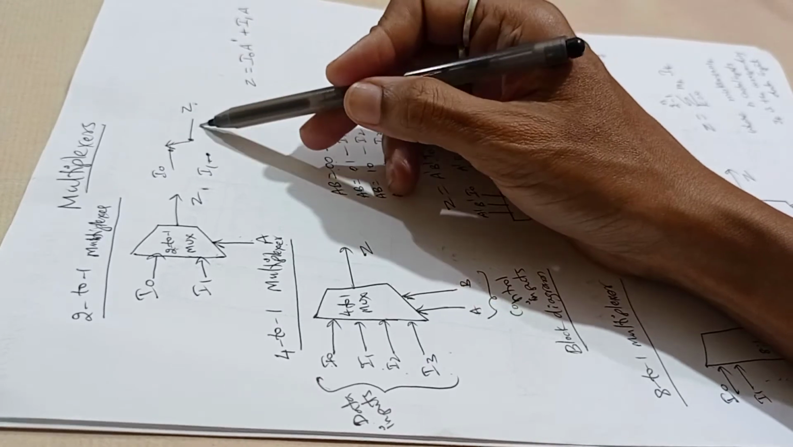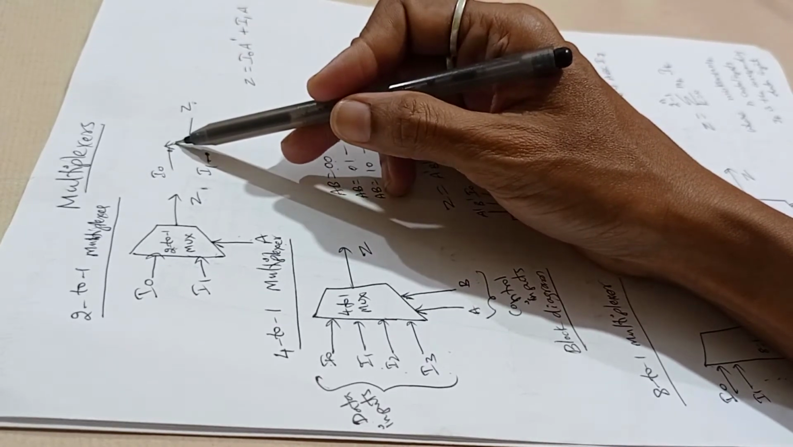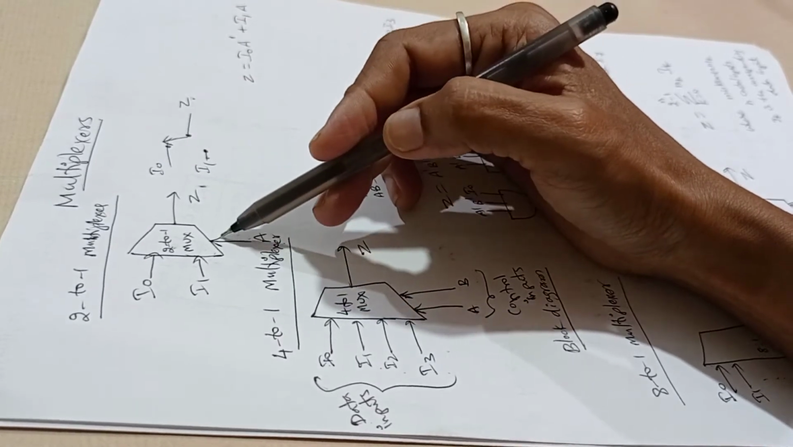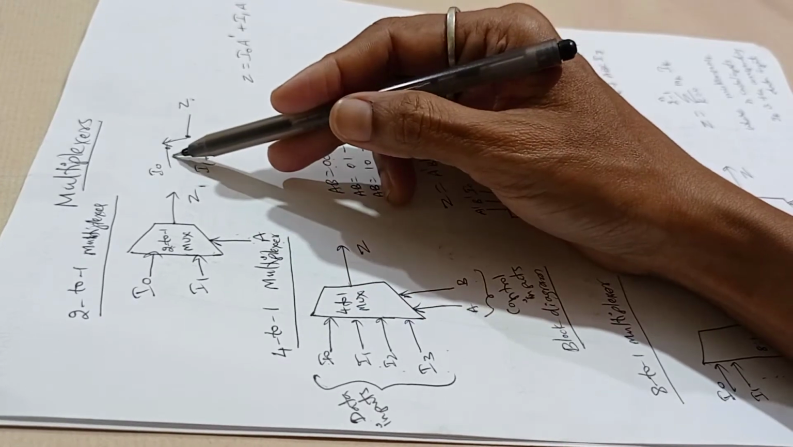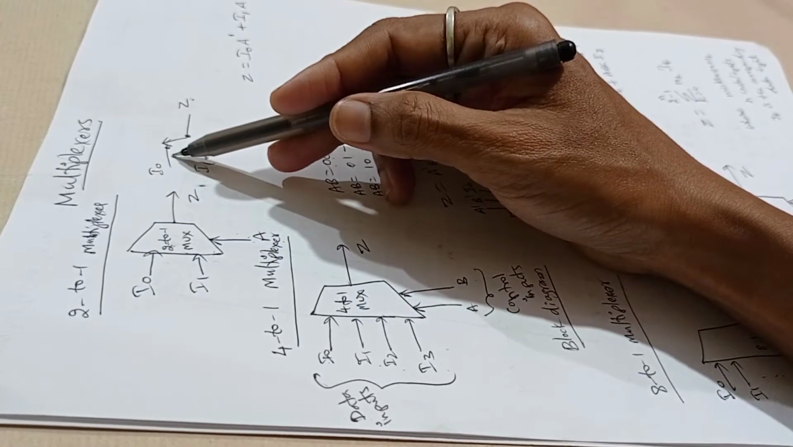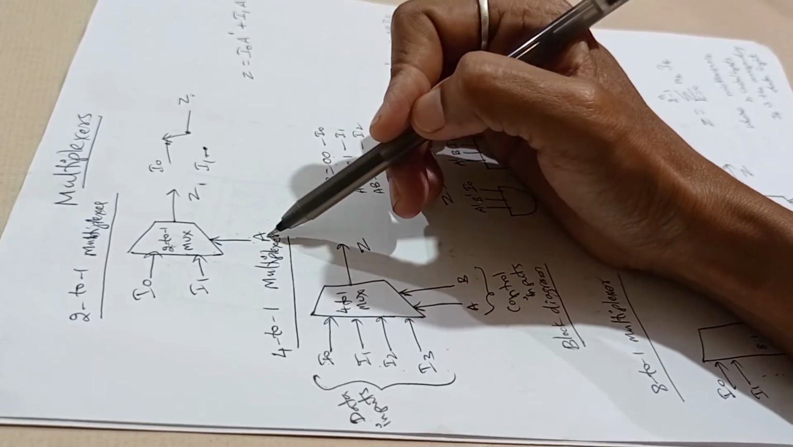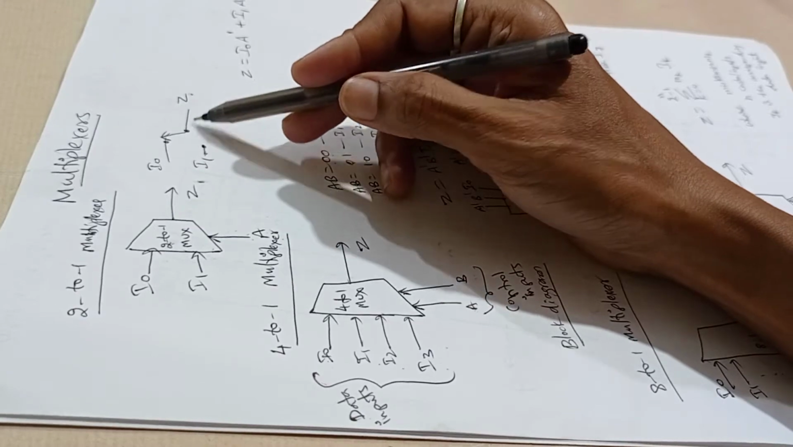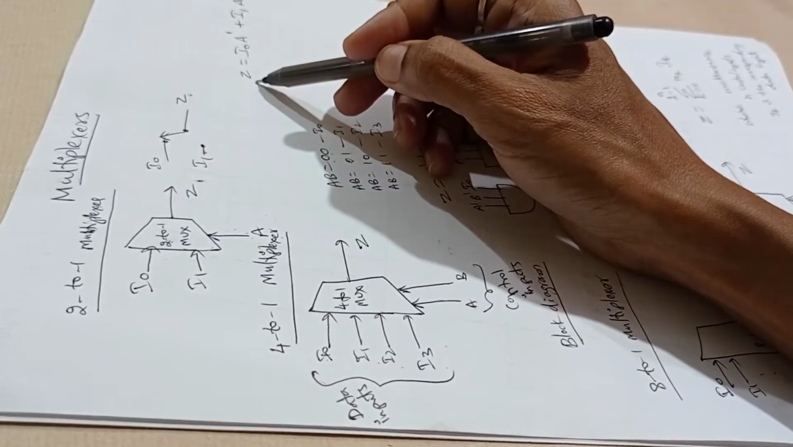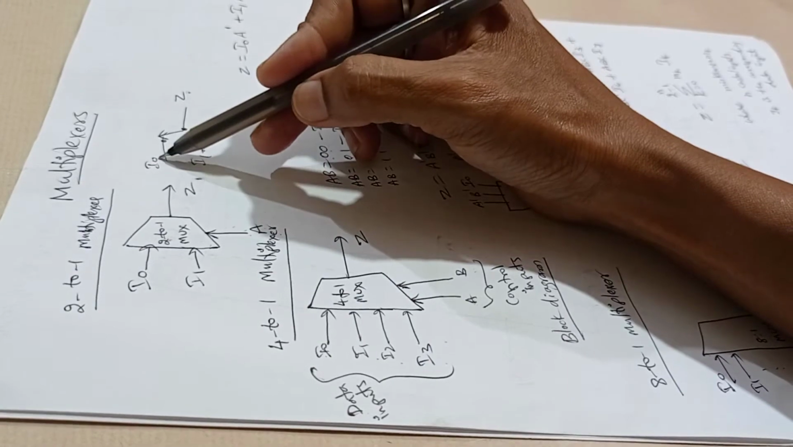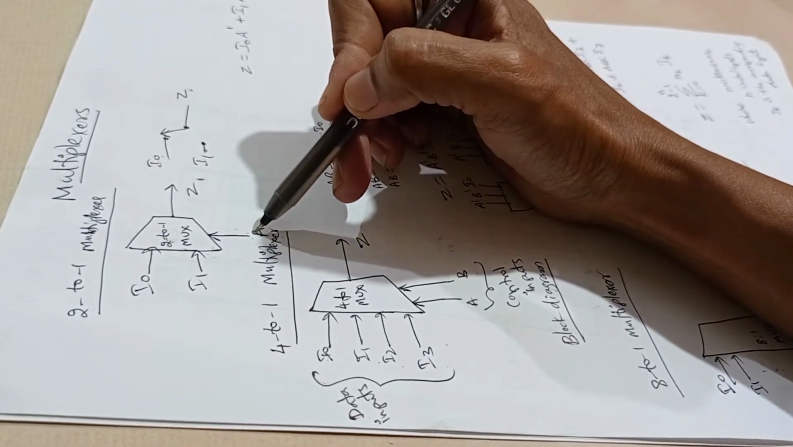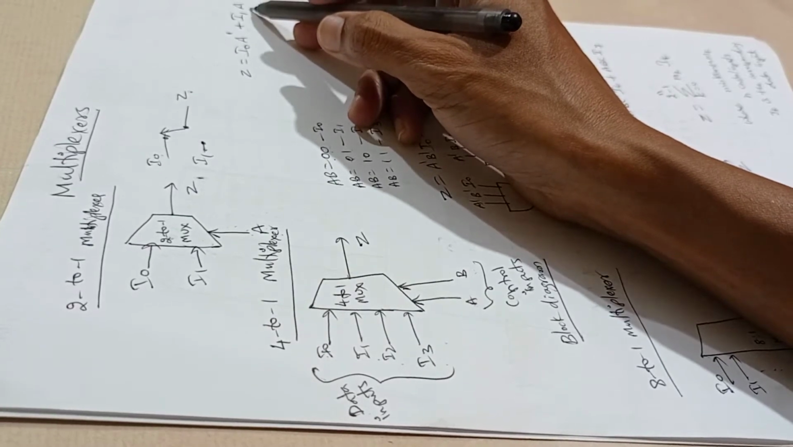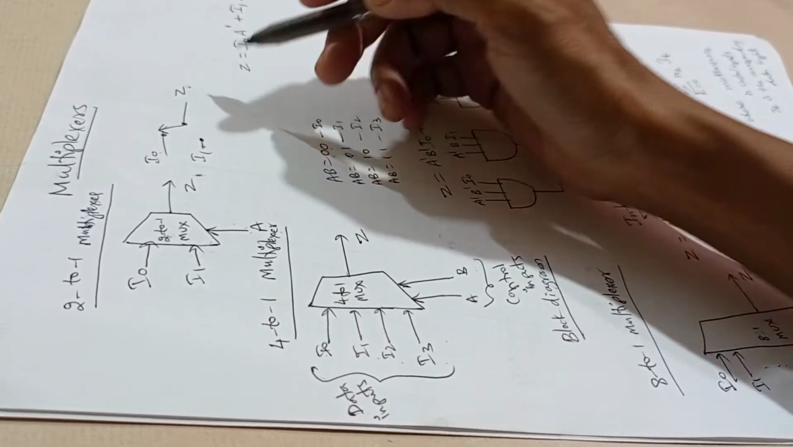That is, Z is equal to... the control line we are considering is A. When A is equal to 0, I0 will be the output Z. When A is 1, then this will be I1. That means Z becomes I1. So this can be written as the expression Z is equal to I0 when A is 0, so A bar, plus I1 when A is equal to 1. This is the generalized expression.